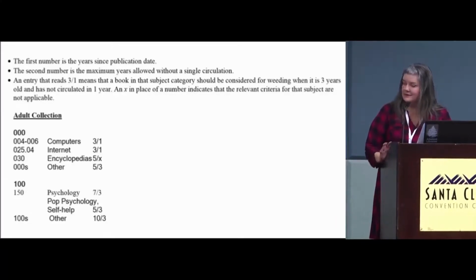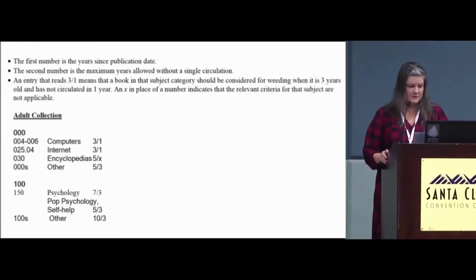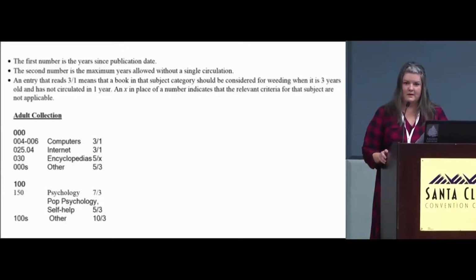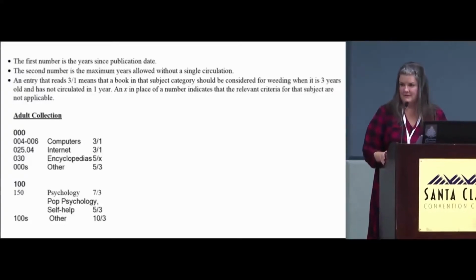So it's years since publication date and years since last circ. So if you look at the line of computers, it's 3 years since pub date and 1 year since the last circulation. And you don't have to be a stickler to this. This is just a guideline that helps staff kind of know when it's time to review something.